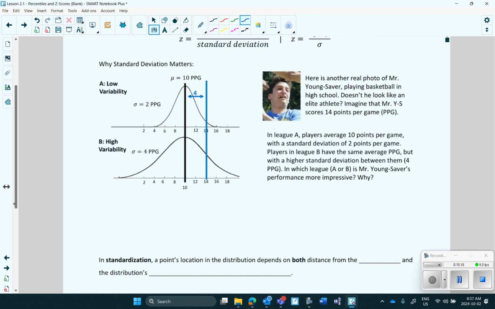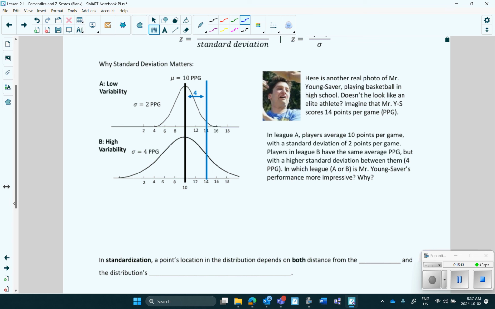So this is just a little blurb on why the standard deviation matters, why we can use it to compare scores of different distributions of data values. Okay. So imagine that this young Saber guy who apparently likes to play basketball, when he was in high school, scored an average of 14 points per game.